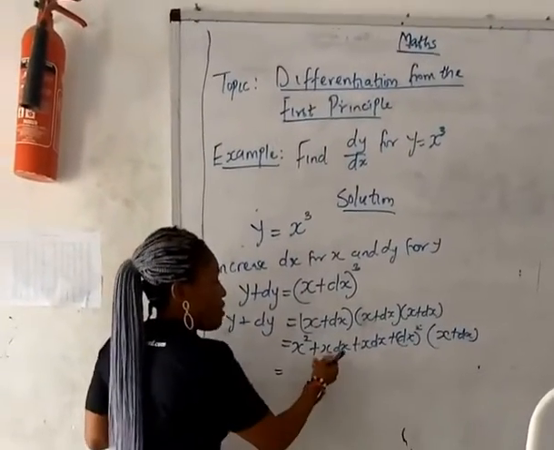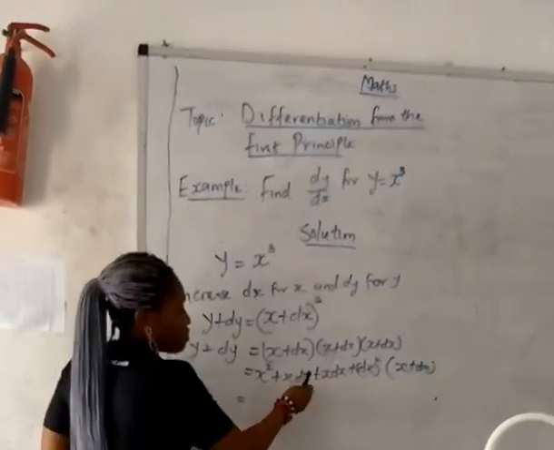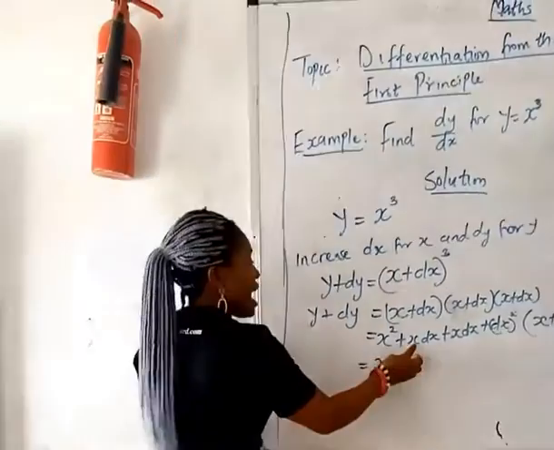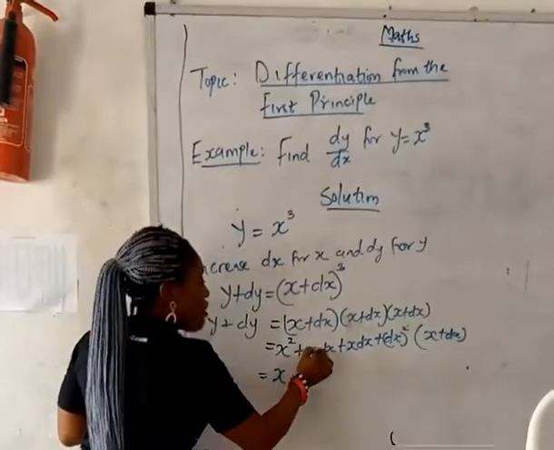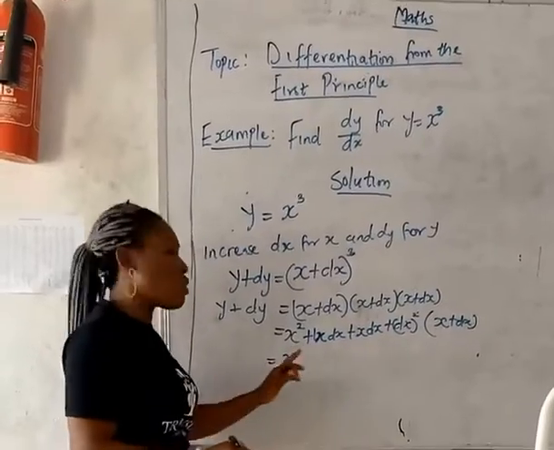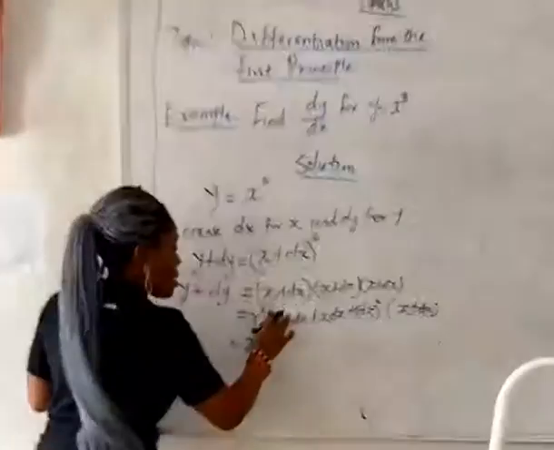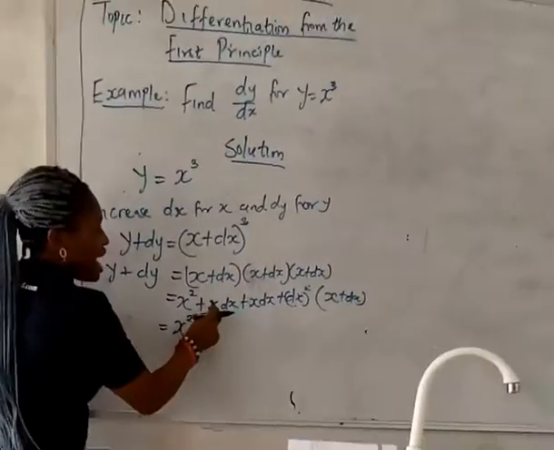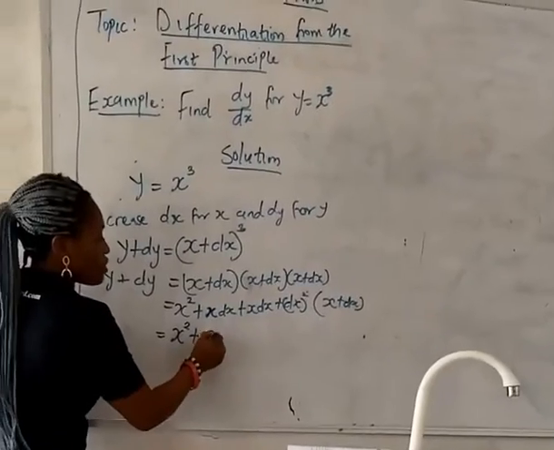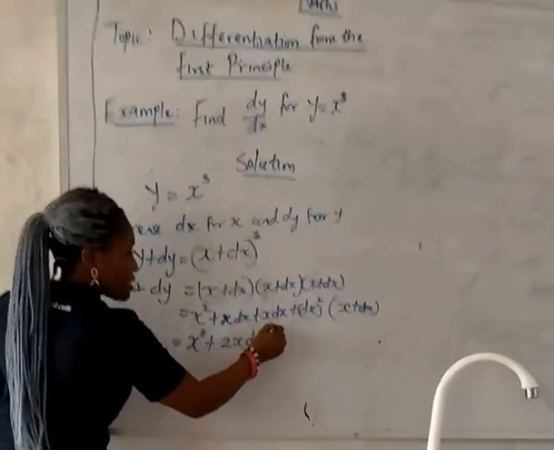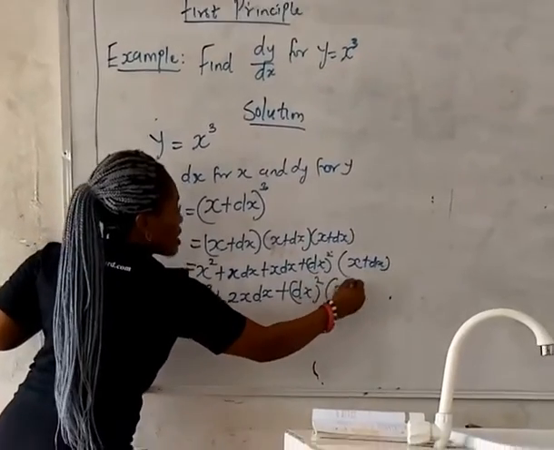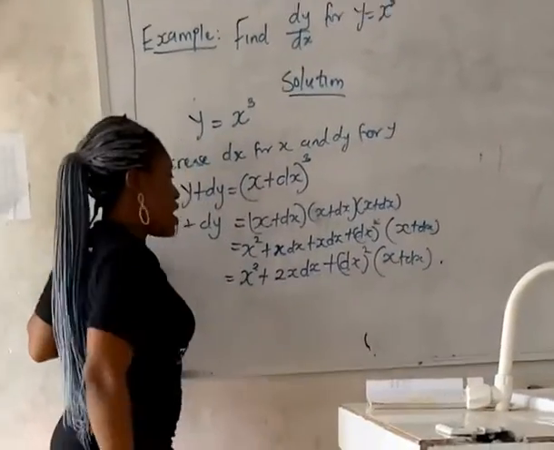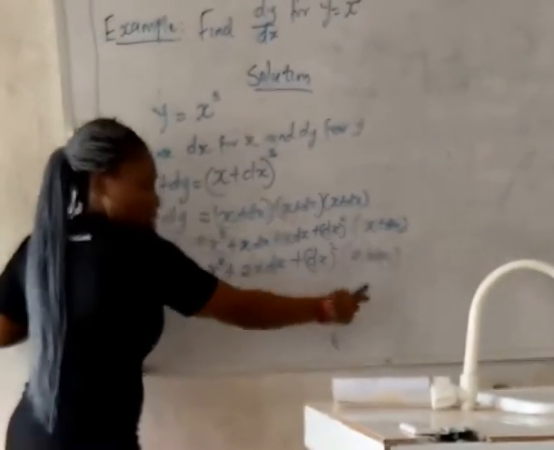So this one now, we are having two like terms here, x dx and x dx. They are like terms. Wherever you don't have any number, there is a one beside your x in algebra. So we are having x squared plus x dx plus x dx, which gives you 2x dx, plus dx squared, into bracket (x plus dx). Now you use this one to multiply everything in the brackets.